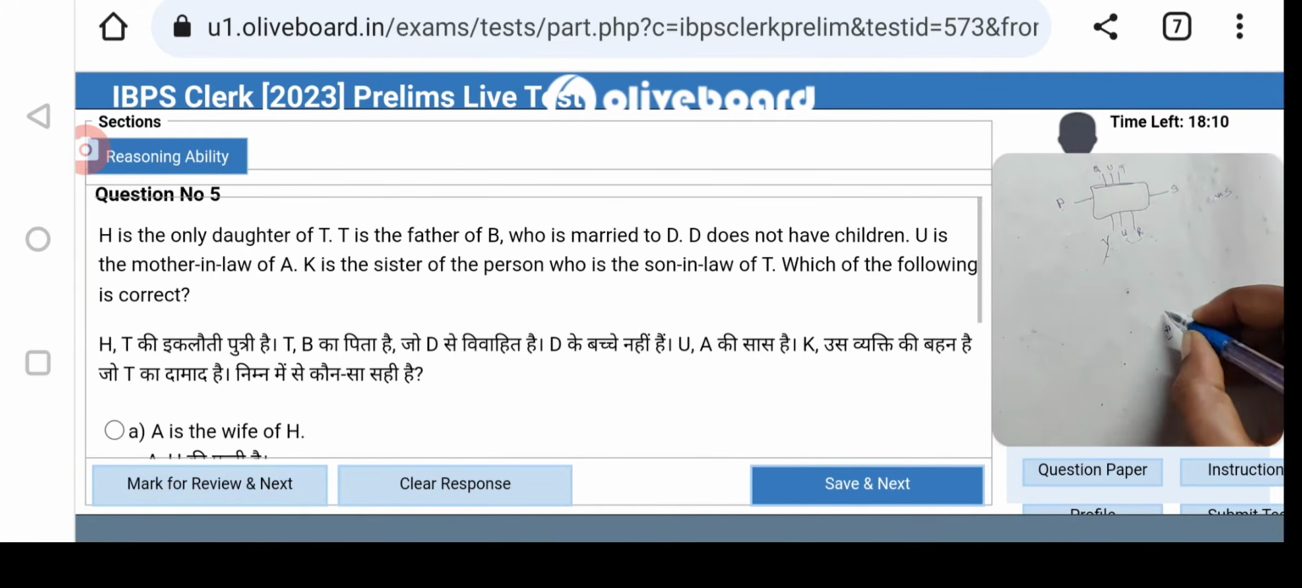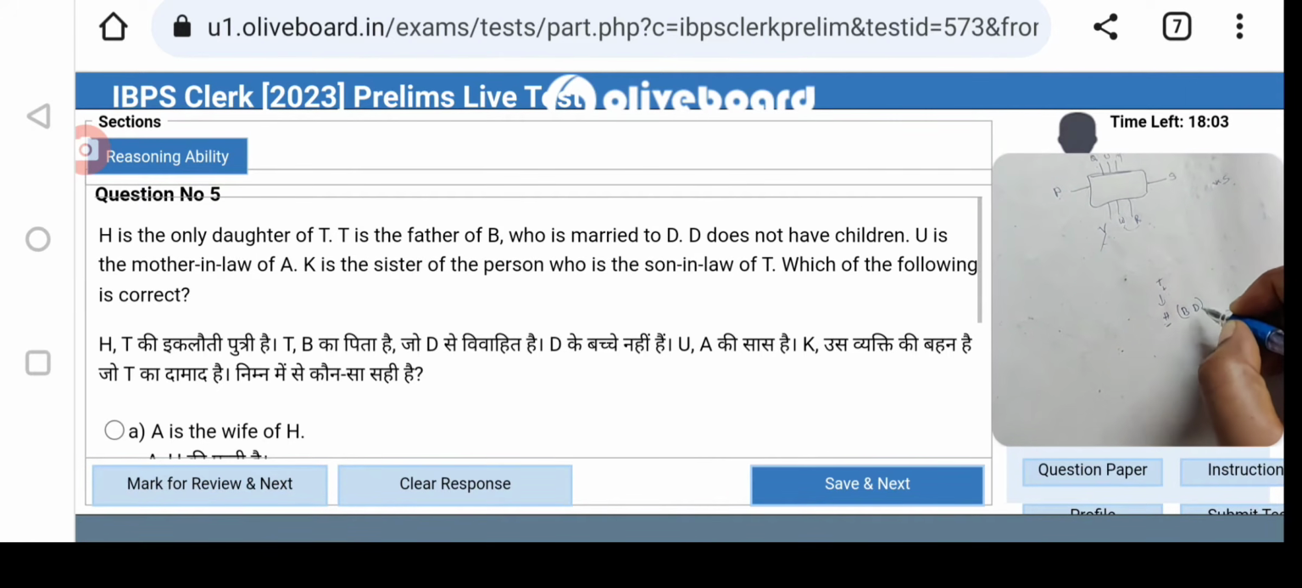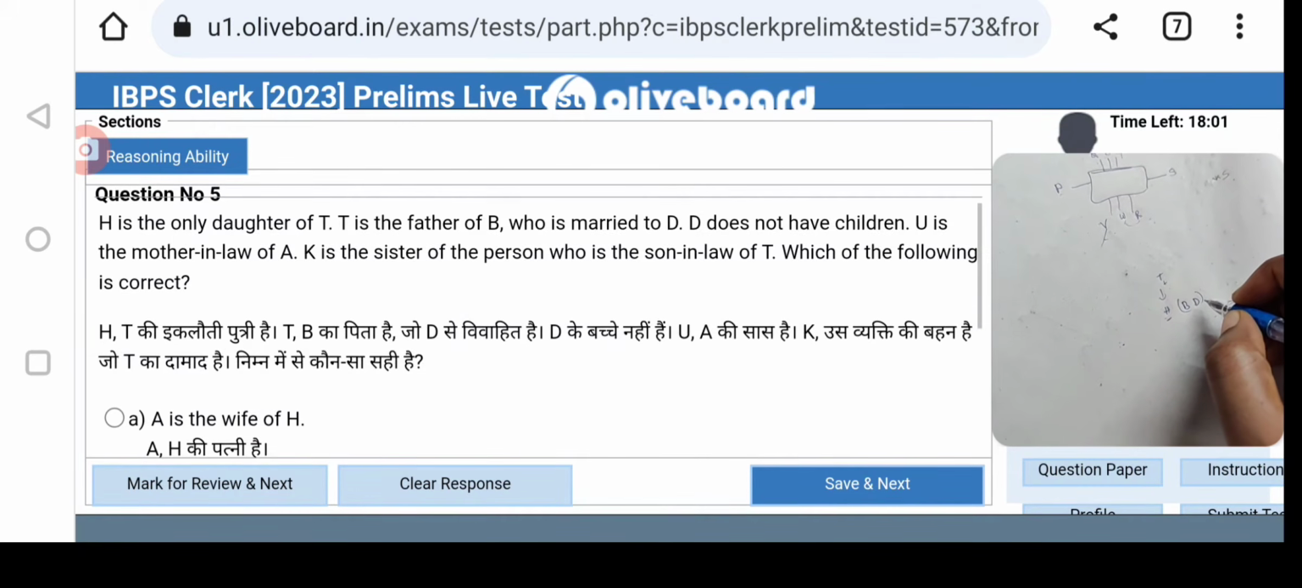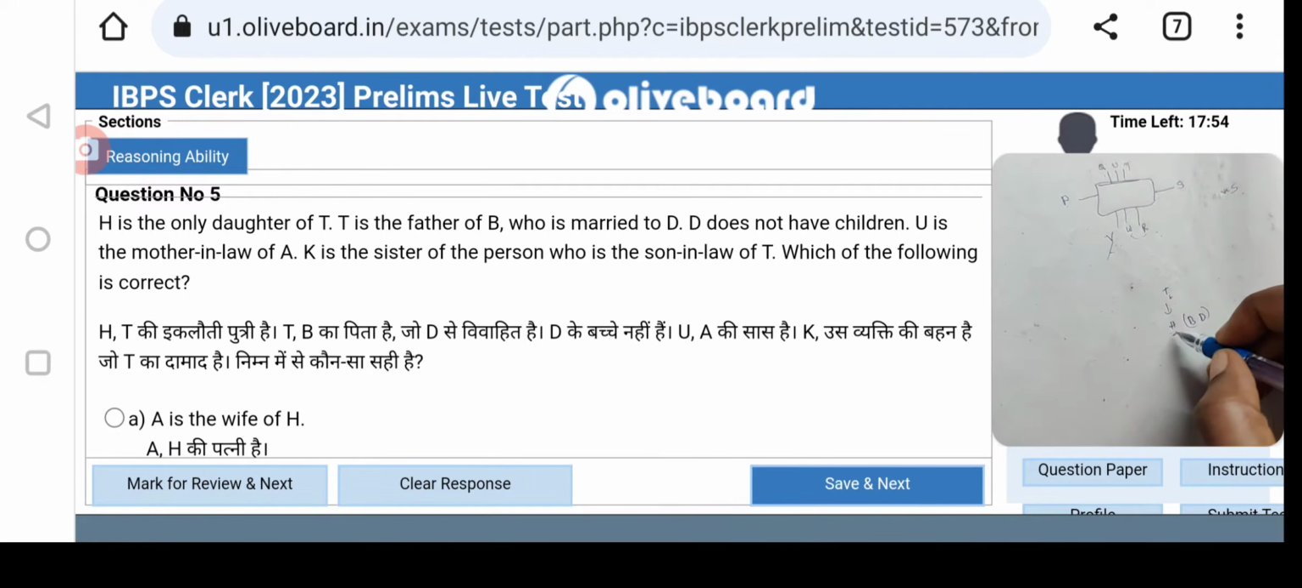Next, H is the only daughter of T. T is the father of B. B who is married to D. D does not have children. And U is the mother-in-law of A. K is the sister of the person who is son-in-law of T. So here son-in-law of T is, because H is the only daughter, this is son.